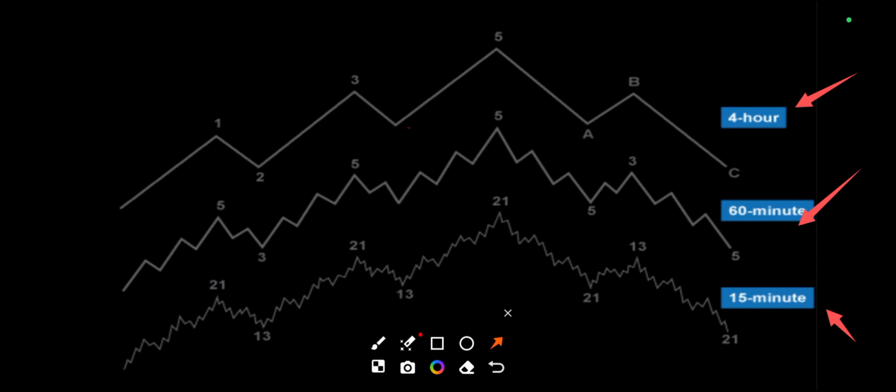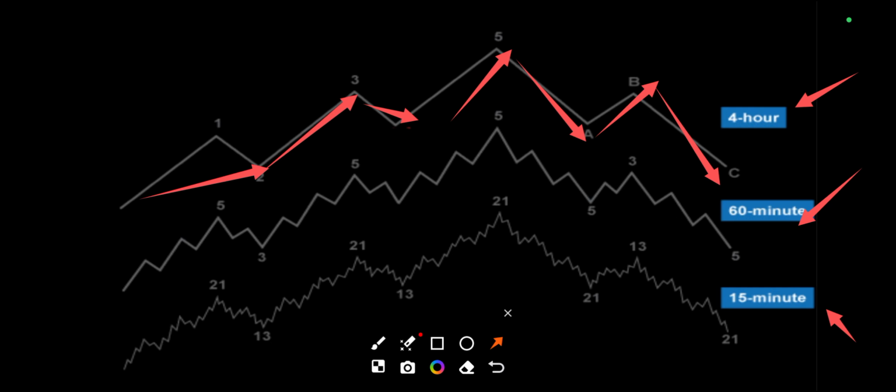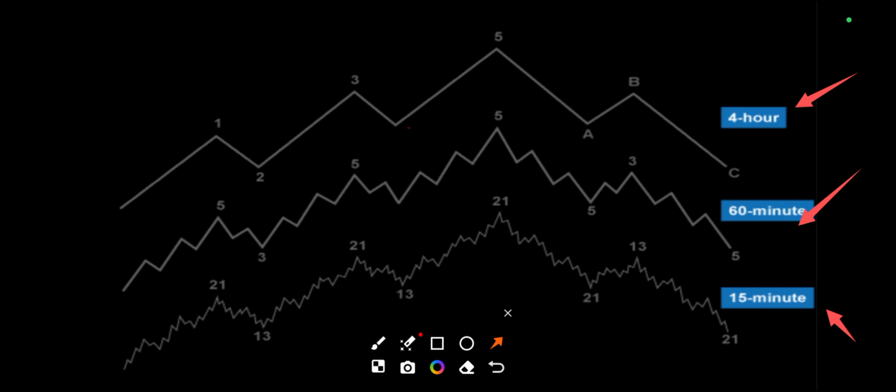On the 4 hour, you can see a clear movement. It went from 1 to 2 to 3 to 4, 5, 6, ABC. So you can see the clear movement. But when you go down to the 60 minutes, you can see what price is doing here. There is a lot of noise. Then you go down to the 15 minutes, you see that it became worse. So there is much noise.